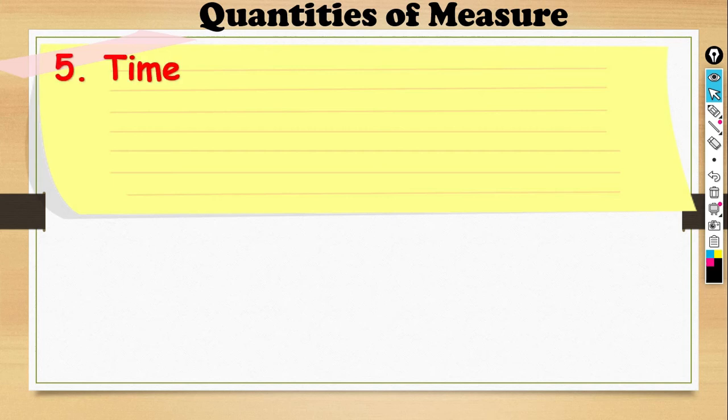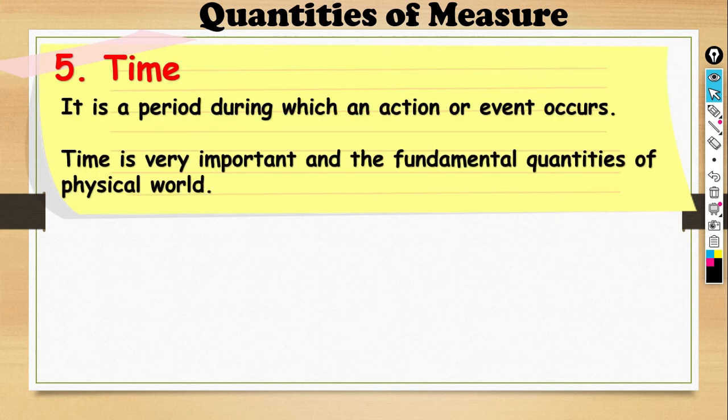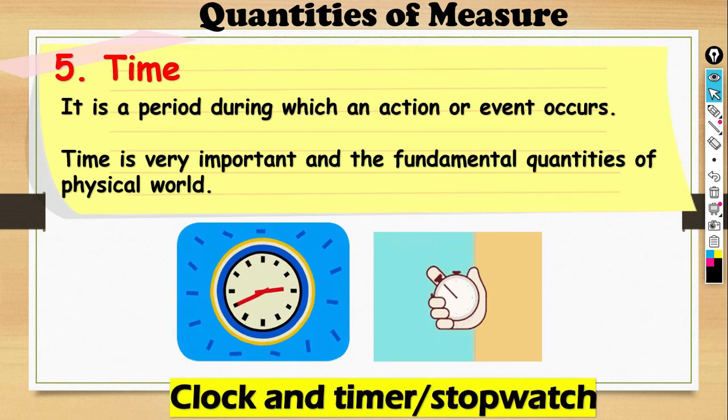Next, we have time. So, ang next quantities of measure natin ay time. So, it is a period during which an action or event occurs. Time is very important and the fundamental quantities of physical world. So, yan, lagi na may measure natin. Lagi natin hinahanap kung anong oras na. And we use clock or timer or stopwatch to measure time.